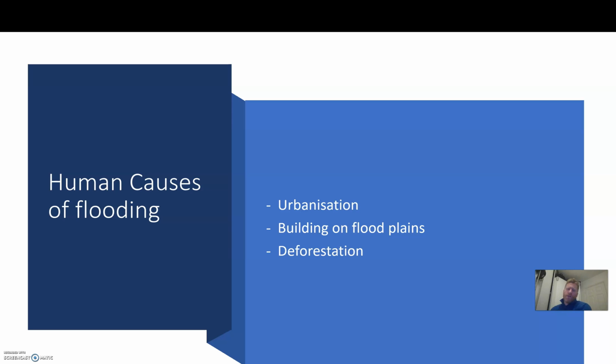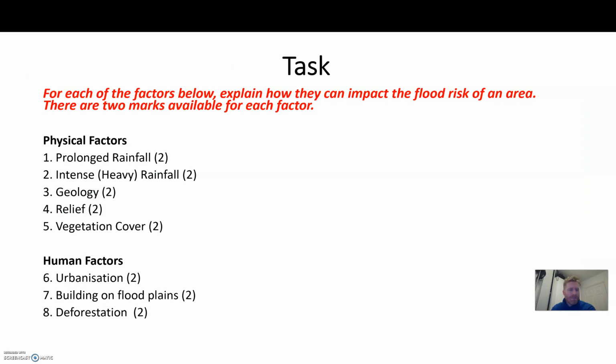You all know what a floodplain is. A floodplain is an area that's naturally there to allow flooding when a river floods. If you build on it, guess what? There's nowhere for the river to go when it floods. Deforestation. Well, if we know that interception stops rainfall hitting the ground and getting into the river, what happens if you cut down all the trees? There's no interception. So you can explain them yourselves.